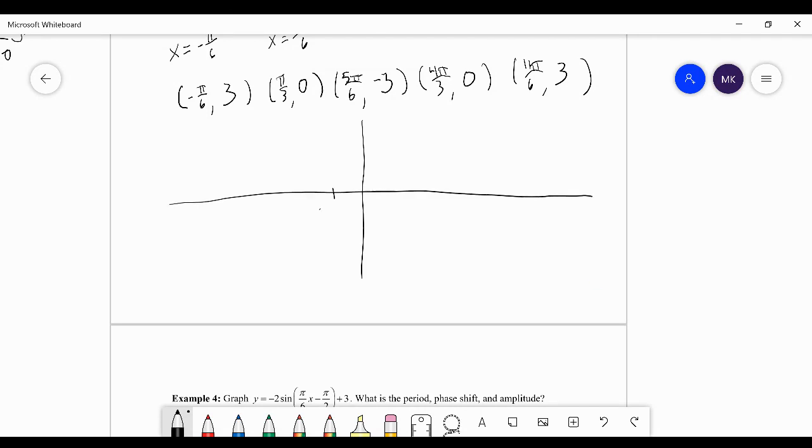So negative pi over 6, pi over 3, 5 pi over 6, 4 pi over 3, and 11 pi over 6. So I start at 3.